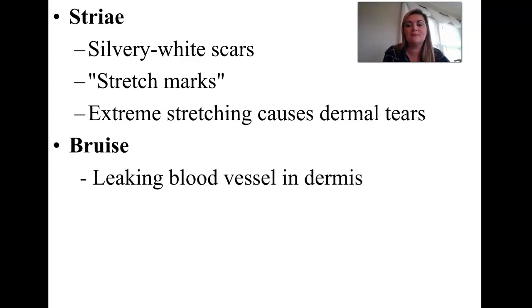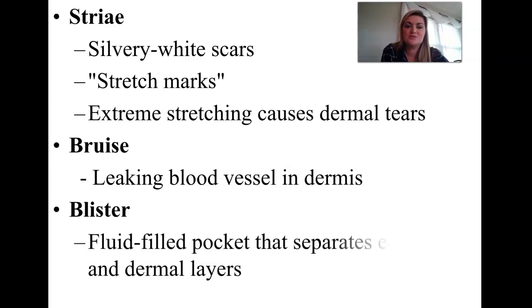Bruises are going to be leaking blood vessels in the dermis. So if you are hurt and you damage that blood vessel and it starts to leak underneath the skin, it will create, usually at first, a blackish blue or purplish color from the buildup of the blood. And then over time, as it starts to heal and get well, it'll turn a yellowish to a greenish color. And then blisters are going to be fluid-filled pockets that separate the epidermal and dermal layers, usually because of some type of friction that has caused them.